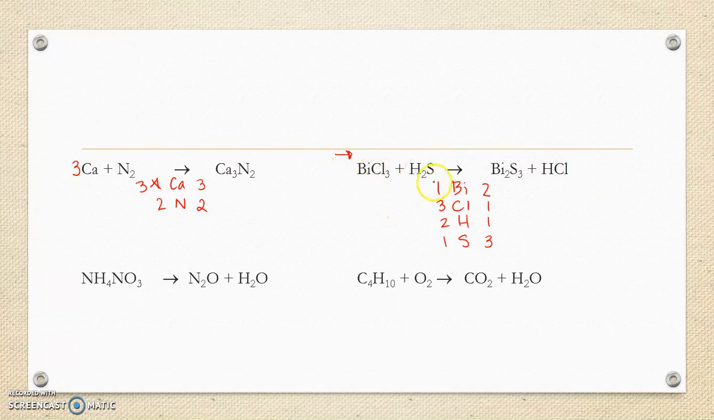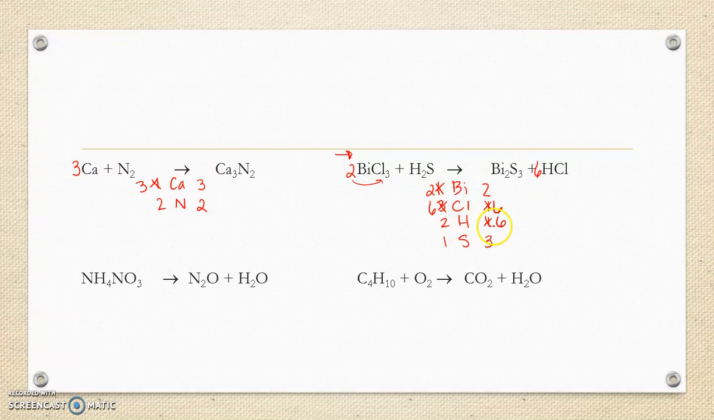Okay, Bi, we have 1 on this side and 2 on this side. So I need to put a 2 here to cancel that out. That gives me 2 bismuth, but it also changes my chlorines to 6. All right, I've got 6 chlorines and 1 chlorine on this side. So if I put a 6 here, it gives me 6 chlorines. It also gives me 6 hydrogens.